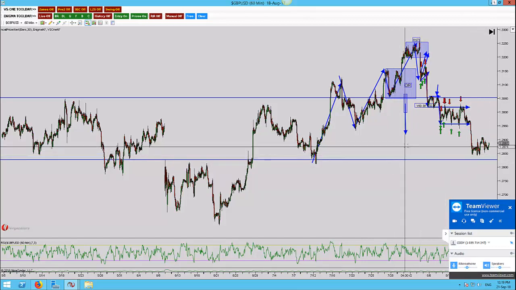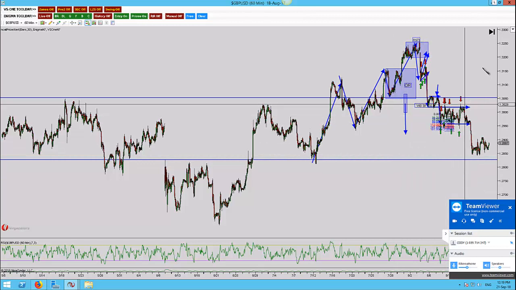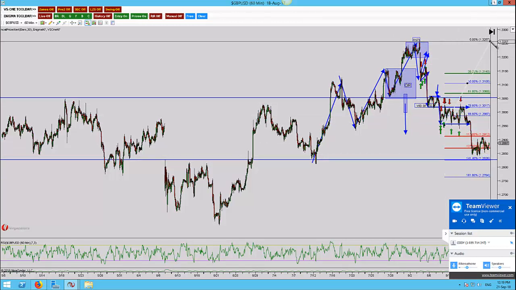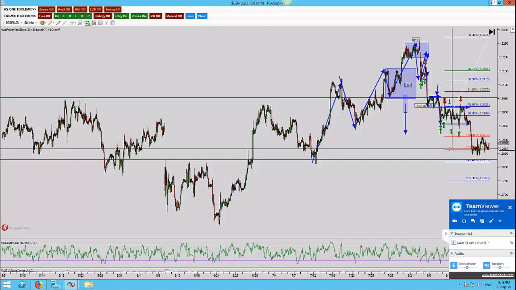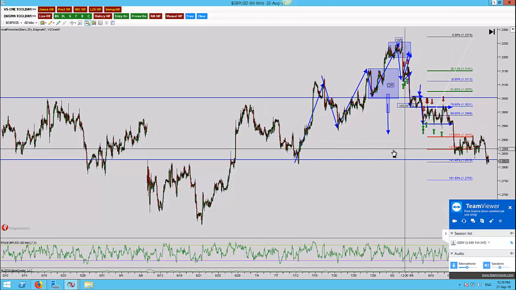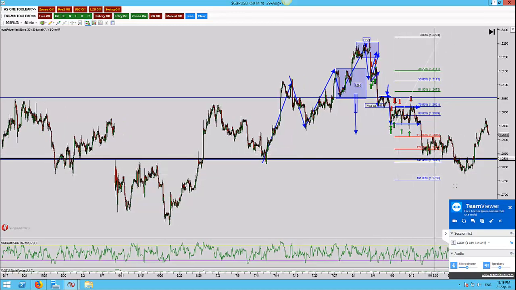Okay, so I would also throw on some fibs here, and I'd look at where that 127 comes in, and that 127 comes in right here. So I may look at taking targets early here. What I'd do is actually go out to the 4 hourly and look at where the candle closes. But let's see the outcome of the trade, and there you go.